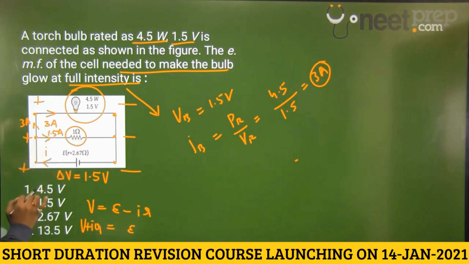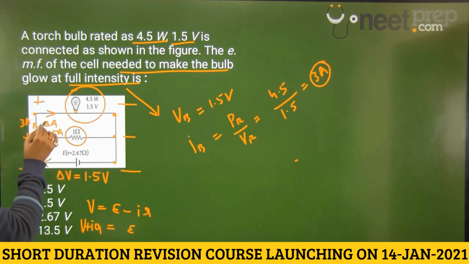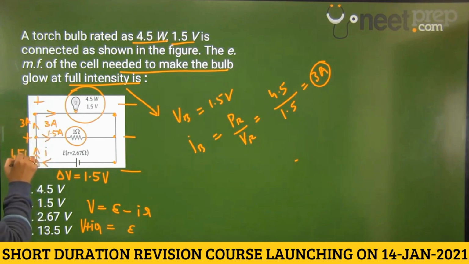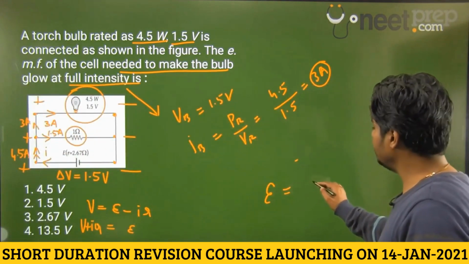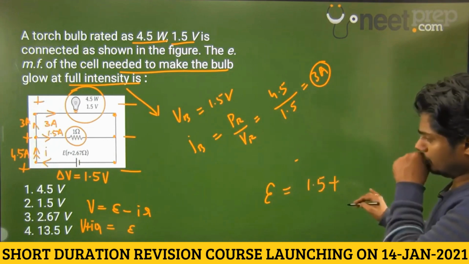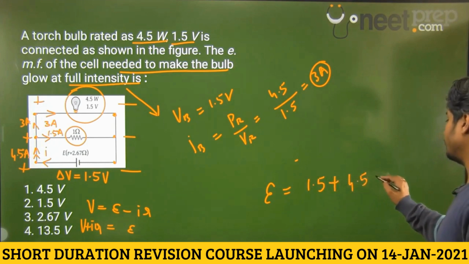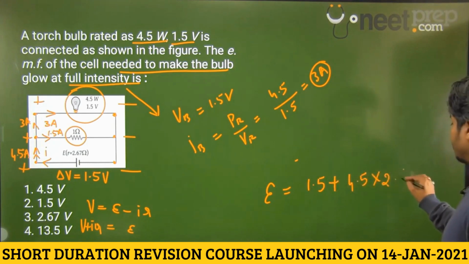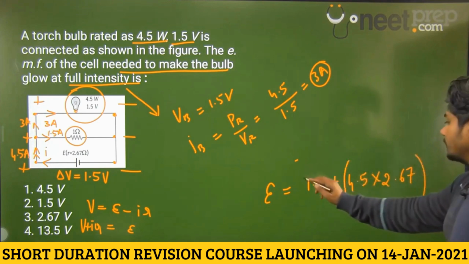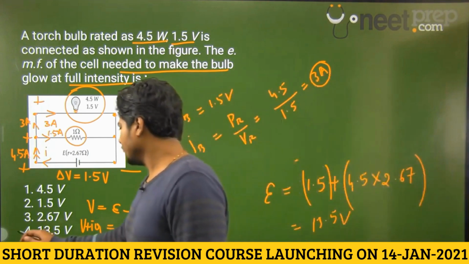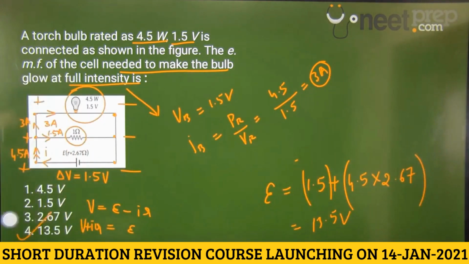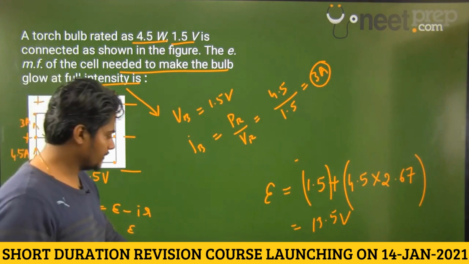So, if 1.5 ampere is passing through 1 ohm, it means the total current coming out from here should be 3 plus 1.5, that is 4.5 ampere. Internal resistance is given as 2.67, so we can solve the EMF directly as E equal to V, that is 1.5, plus IR. I we have calculated, 4.5 into 2.67. So when you solve this, it comes out to be 13.5 volt, approximately. Beautiful question again, my dear students, just go through the circuits, that's all.